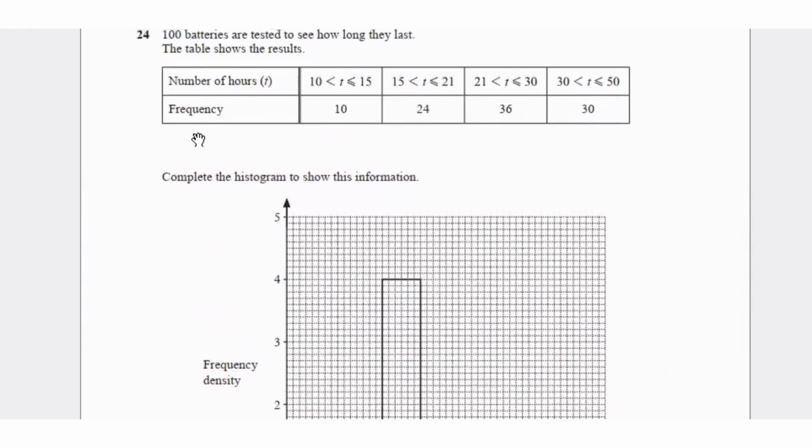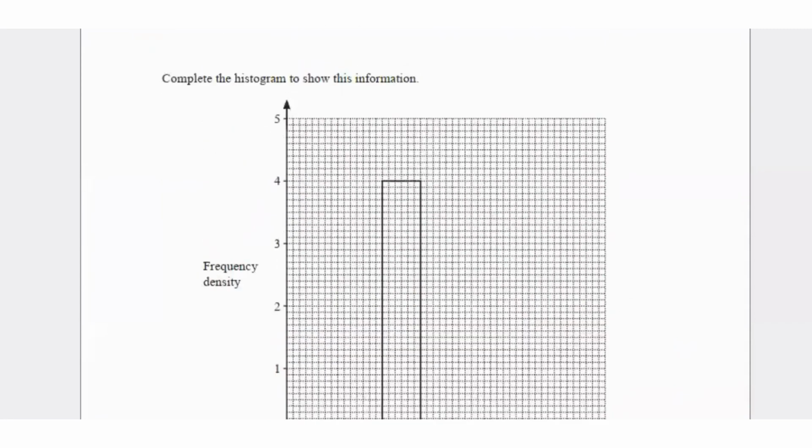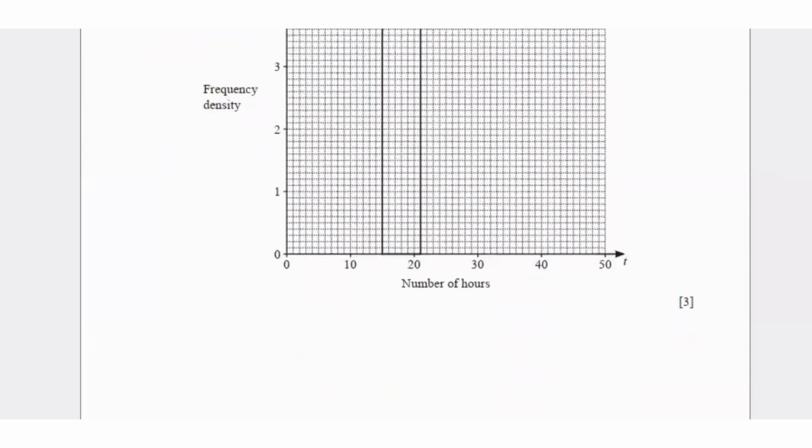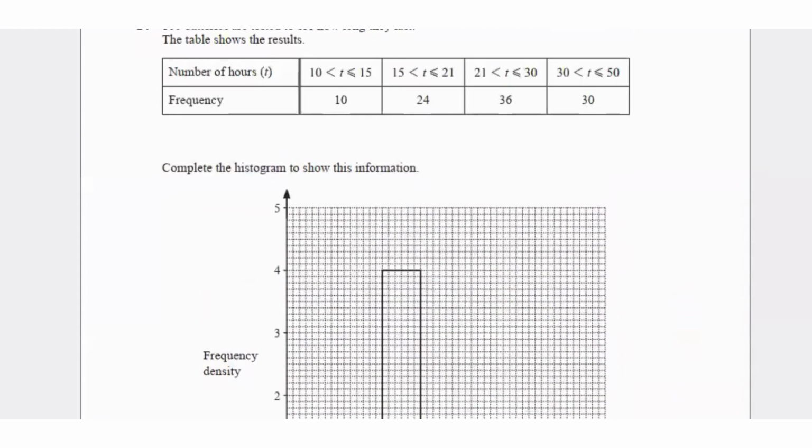So what I'm going to do is I'm going to first find the frequency density for each. They have done the second one for us. Frequency density basically has a formula of frequency divided by class width. For the first case, our frequency is 10 and class width is 5. So frequency density is 2. Class width is basically the difference of the minimum and maximum value of the range.